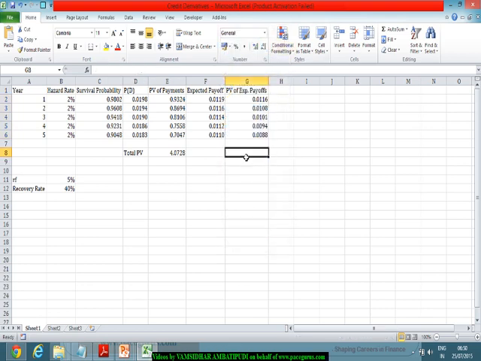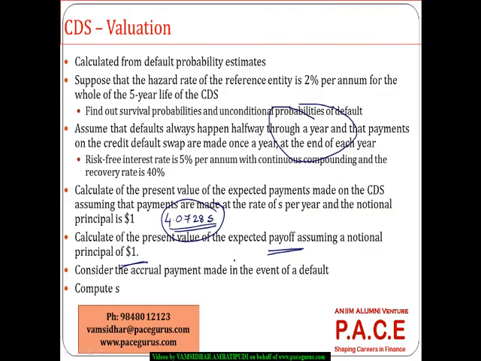So I can find out the total expected payoff, which is working out to this much. Total expected payoff is 0.0506. So the second part is working out to 0.0506. Then consider the accrual payment made in the event of default.